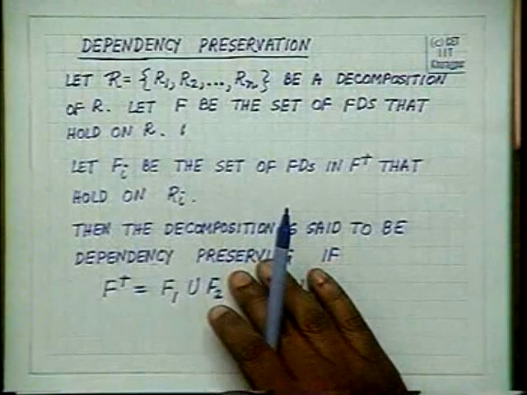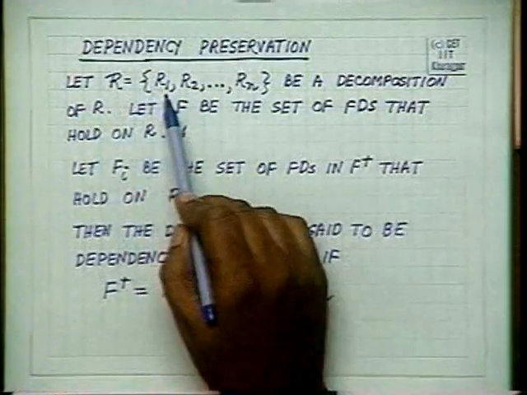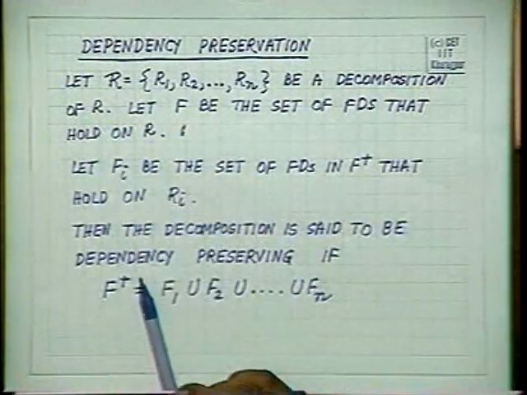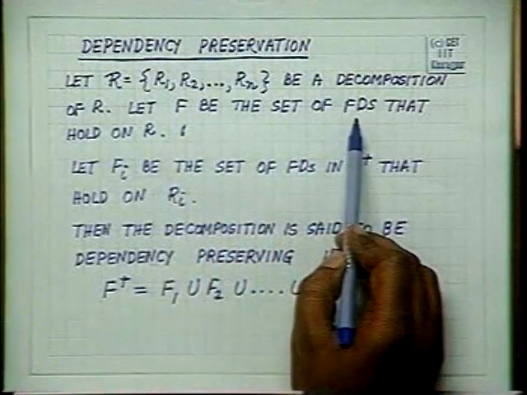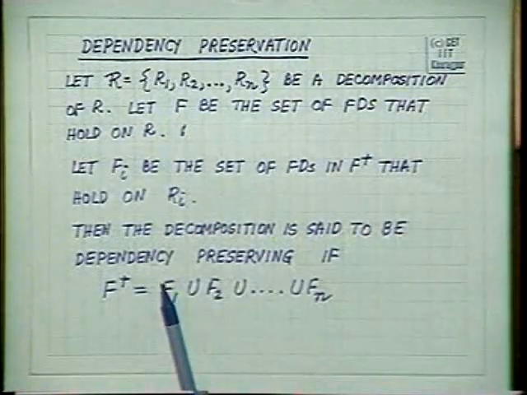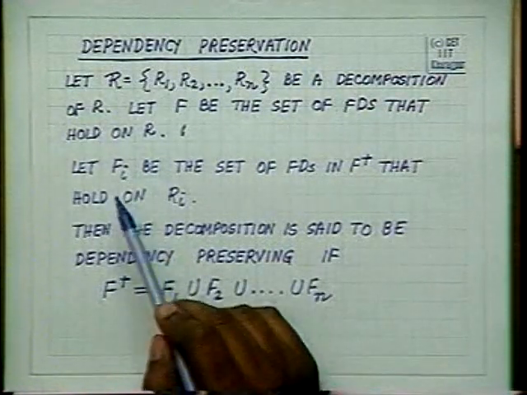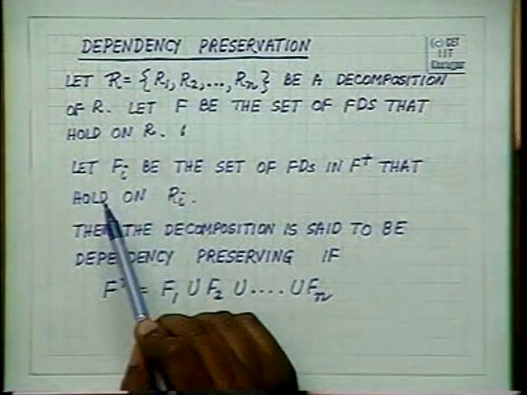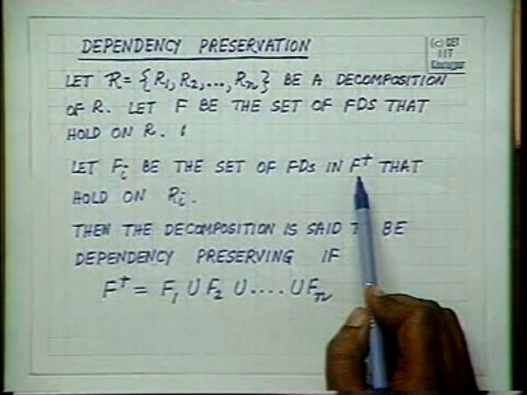The next is the definition of dependency preservation. Let R = {R1, R2, ..., Rn} be a decomposition of R. Let F be the set of functional dependencies that hold on R. What is F plus? F plus is the closure of F. That is, the set of all functional dependencies which are logically derivable from F.